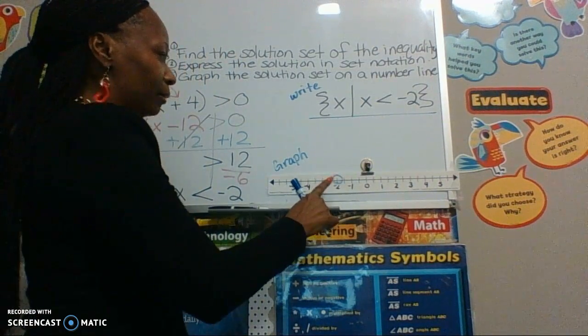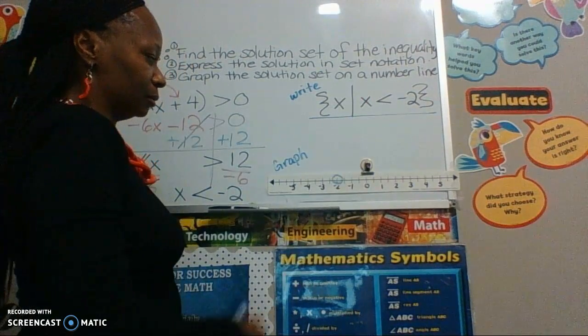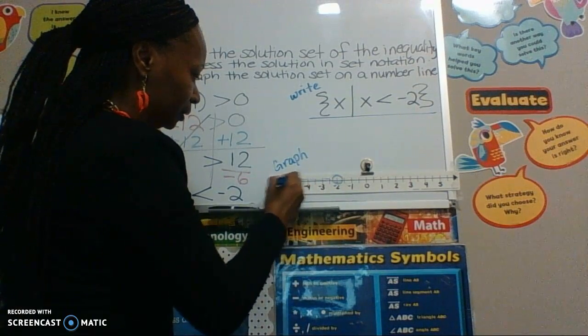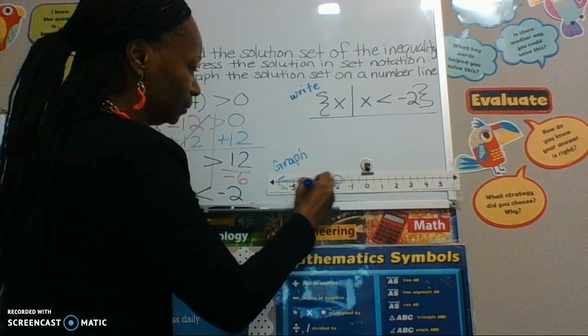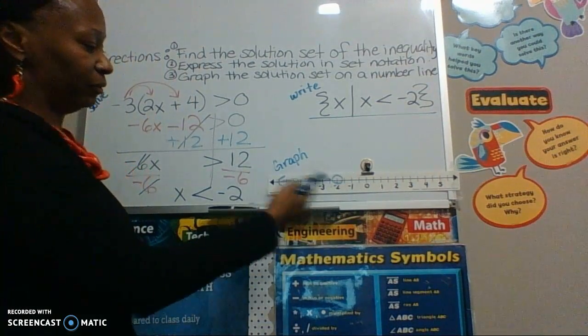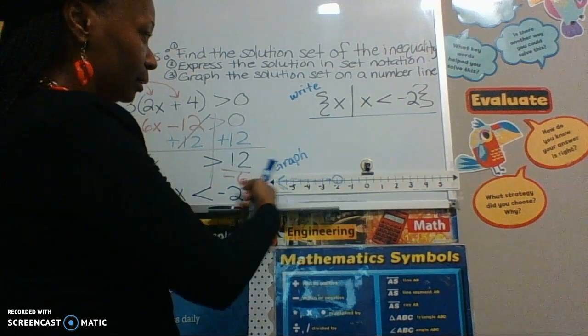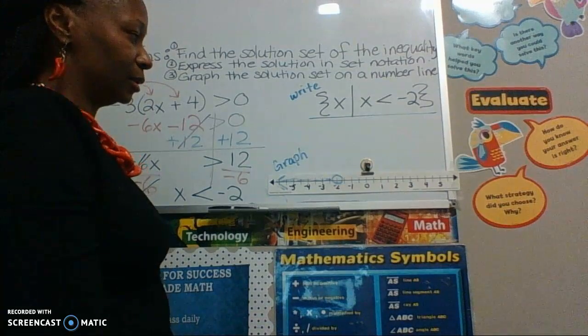And now, which direction is all my values less than -2? Well, less is always to the left, so we're going to shade. And we can stop anywhere and draw an arrow to say, keep going in this direction to infinity. This is where all the solutions are, answers that will make this true. Because -5 is less than -2, and so on.